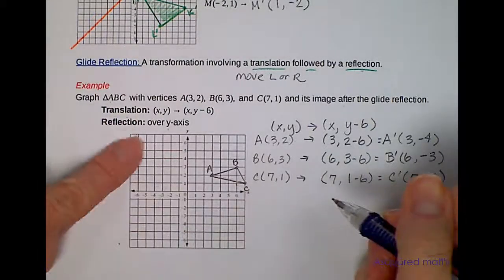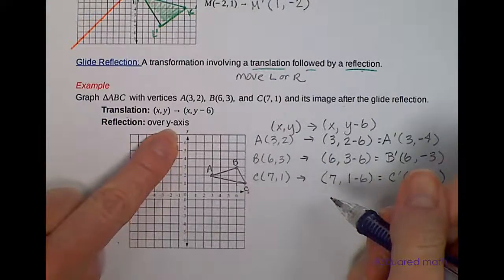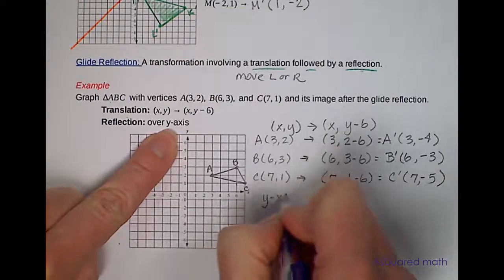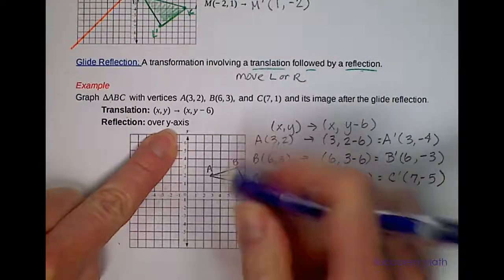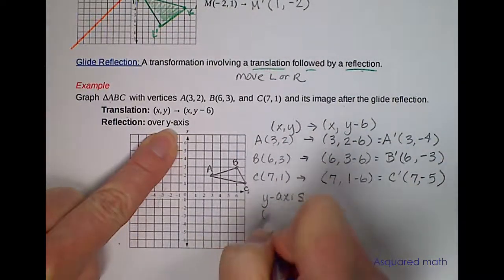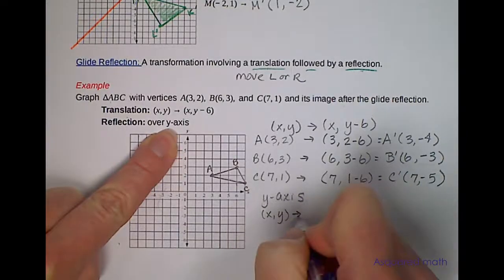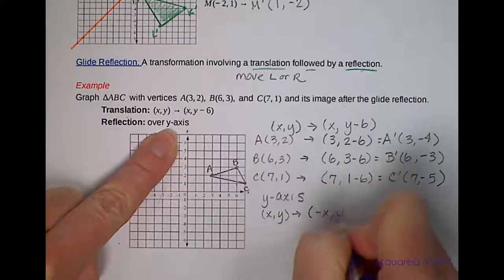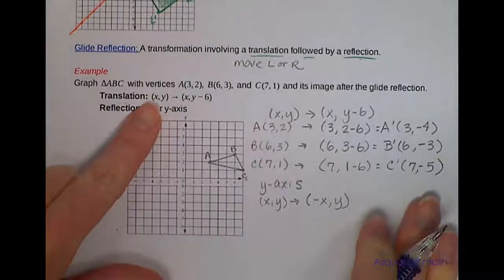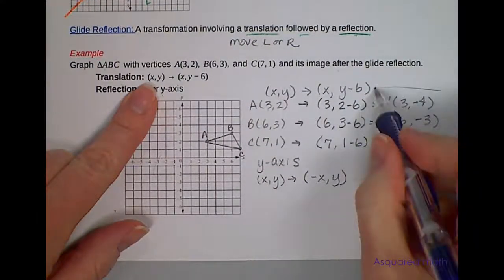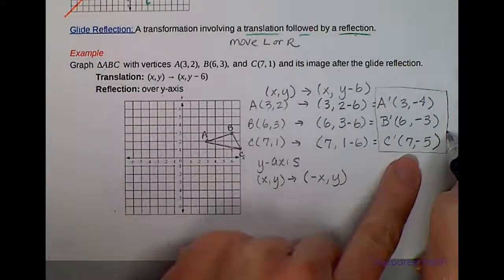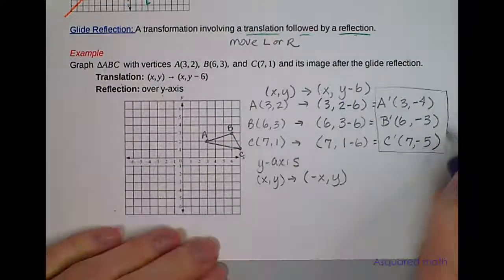After that, they want us to reflect over the y-axis. From just a moment ago, you learned that a reflection over the y-axis follows the rule (x, y) yields (negative x, y), or the opposite sign of x. So we are going to work now with our A prime, B prime, C prime, because those are the points that we're going to reflect. Because they have been translated, now we want to reflect them.